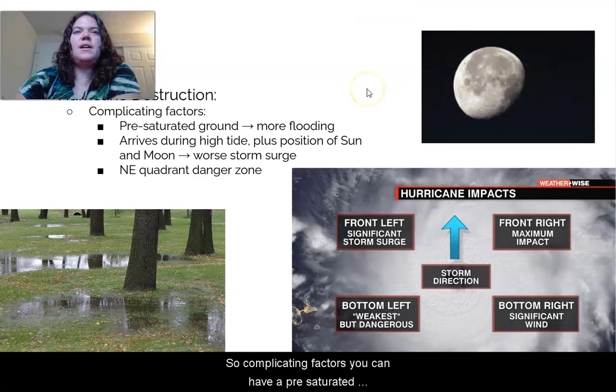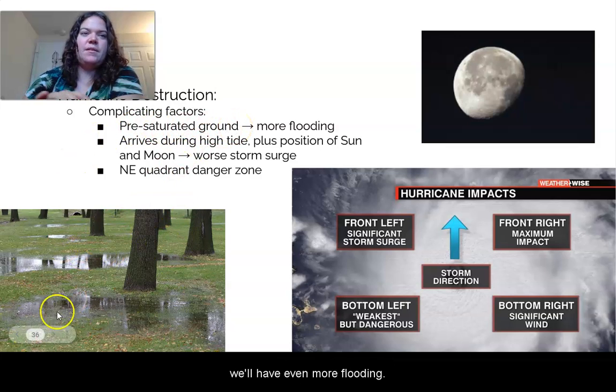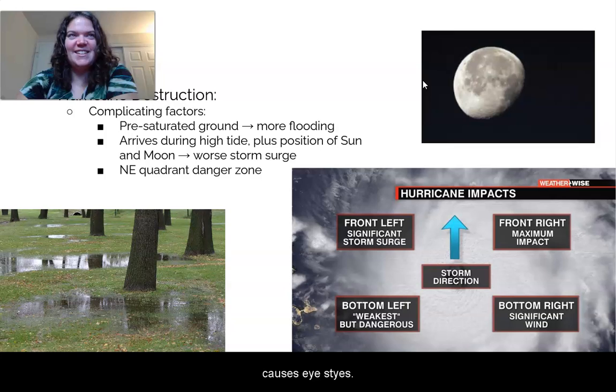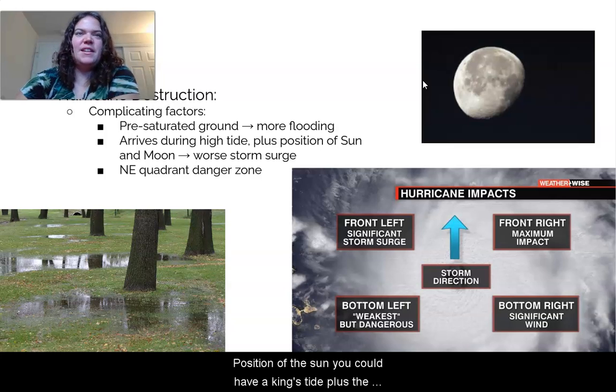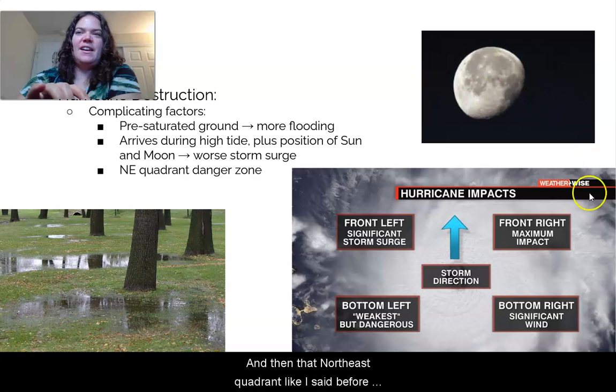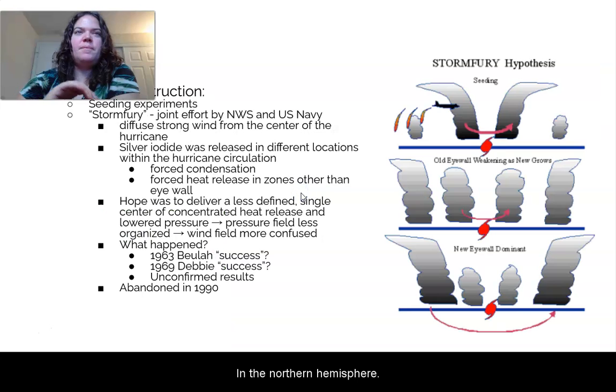Okay, so complicating factors: you could have pre-saturated ground. What if it's already rained a lot? If that happens, we'll have even more flooding, right? Or what if it arrives during high tide? The moon causes high tides, plus the position of the sun. You could have a king tide plus the storm surge. That's going to be even worse, right? And then that northeast quadrant, like I said before, has the maximum impact in the northern hemisphere.